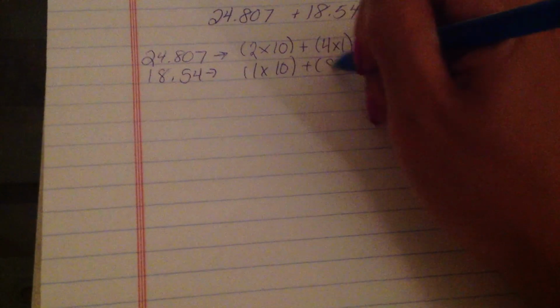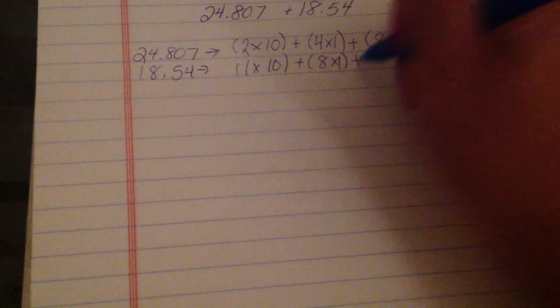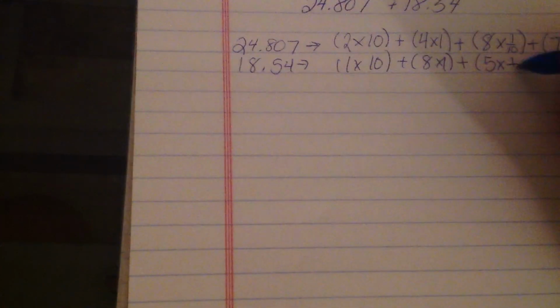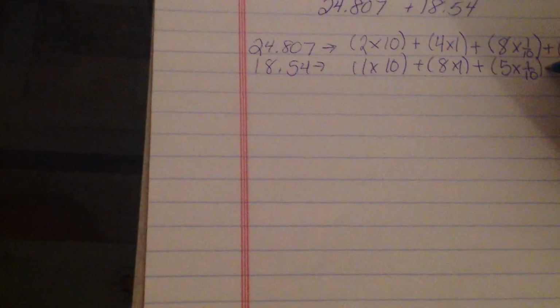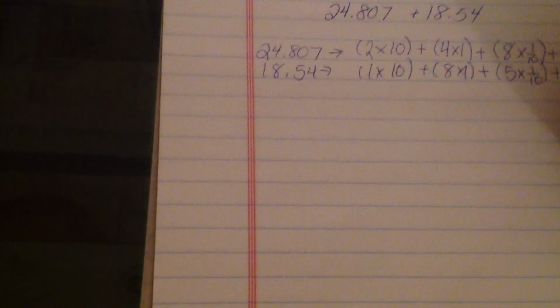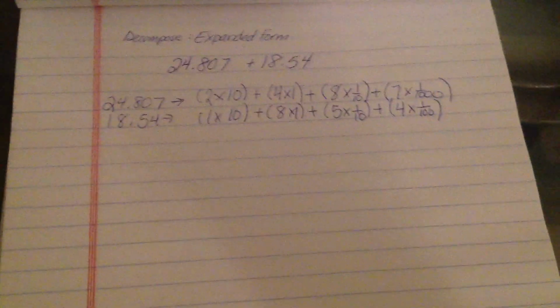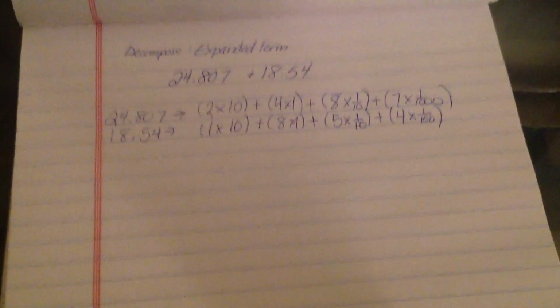I'm going to do the same thing with my second number, 18 and 54 hundredths. I have 1 in the tens place, plus 8 ones, plus 5 tenths, plus 4 hundredths. Let me just put that out. Plus 4 hundredths.